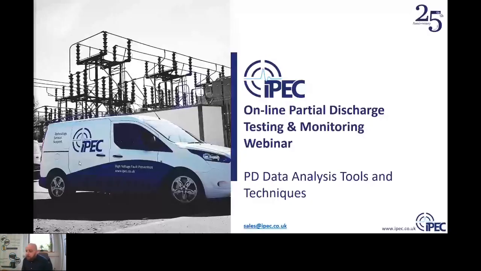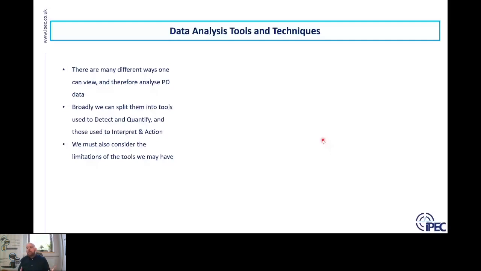So as I mentioned, online partial discharge testing and monitoring, specifically looking at PD data analysis tools and techniques. What we're really looking at is monitoring systems and test equipment, be it the IPEC equipment or other type of equipment, different shapes and sizes from spot testing to permanent monitoring systems. But what are the tools and techniques that are inbuilt in this equipment often, or what tools and techniques are very useful in order to transition from that first level detection to taking useful action on your assets? So there are many different ways that you can view and analyze PD data.